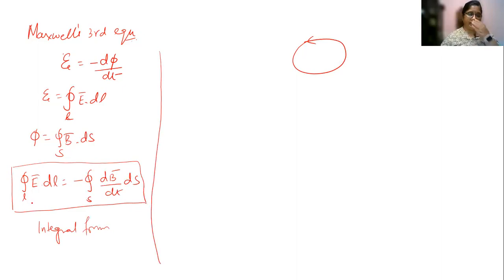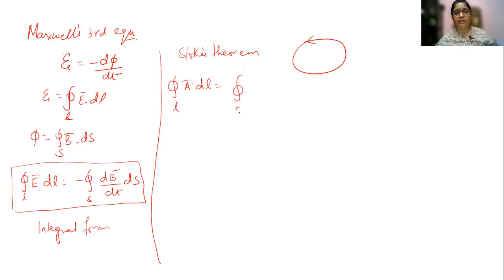So if you see here, this is different from the first couple of equations. I have a line integral which relates to a surface integral. So now I shall be invoking Stokes' theorem. According to Stokes' theorem, given any vector A, the line integral of A dot dl is given by the surface integral of the curl of that vector over a surface.